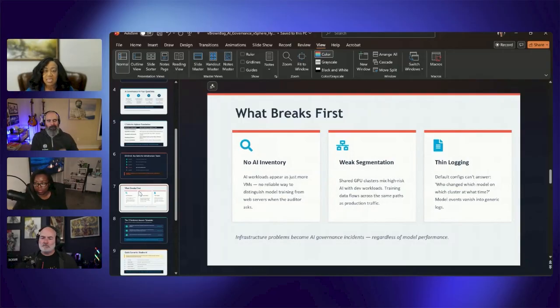One of the areas where I've seen issues with my different clients is around shared GPU clusters. So here's where you're mixing those high-risk AI workloads. You have your training data, you may have production data across the same paths as your production traffic. So that's where, from a regulatory perspective and a governance perspective, that's considered high risk, because if that training data bleeds over into your production traffic, you've got problems. So you want to make sure your segmentation is strong, that you've segregated that data, and you know what is the training data versus what is actual production traffic.